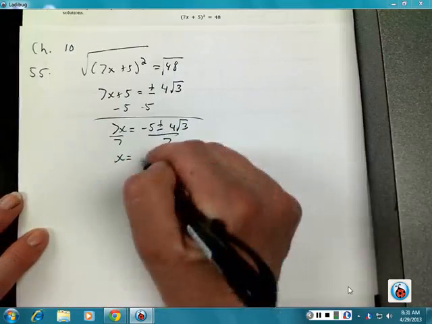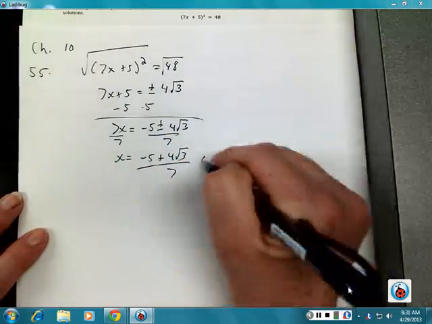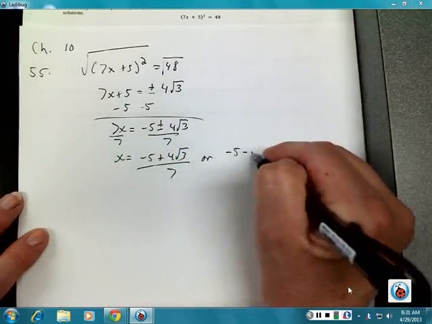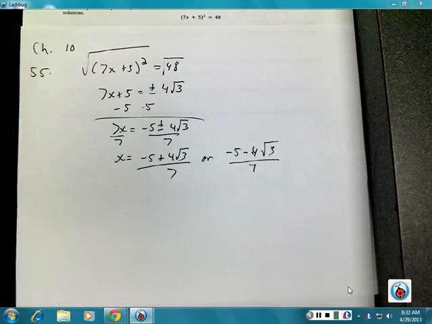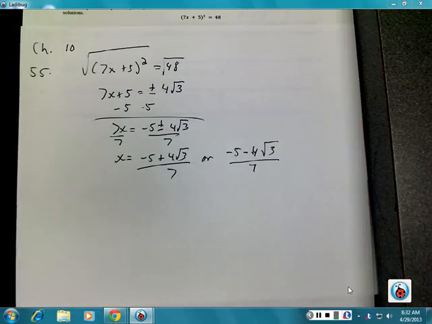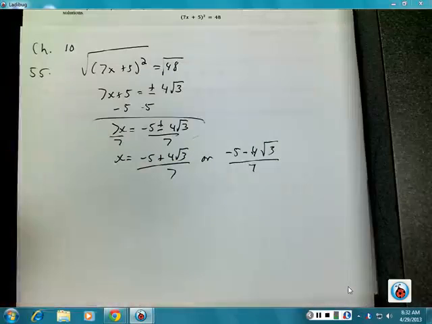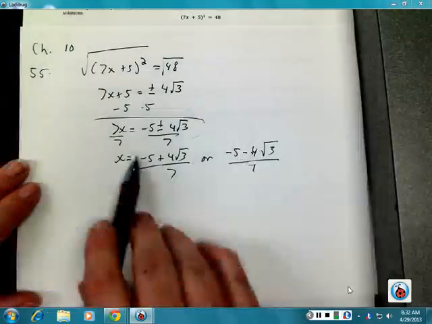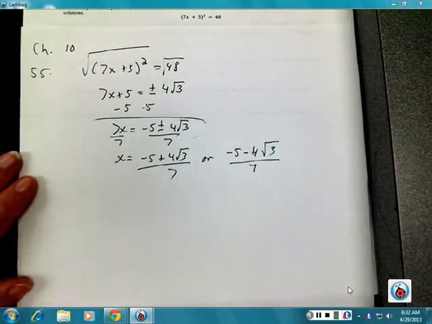So I find x is negative 5 plus 4 square root of 3 over 7, or negative 5 minus 4 square root of 3 all over 7. Because remember, you had to do both routes. Yes? Now, on our final, can we just put the plus and the minus over each other? Yes. Yeah, on your final exam, you can write it just like that and be done with the whole thing. It's just that in Hawks, of course, they broke things apart, so you had to have 2 pieces in there for that one.